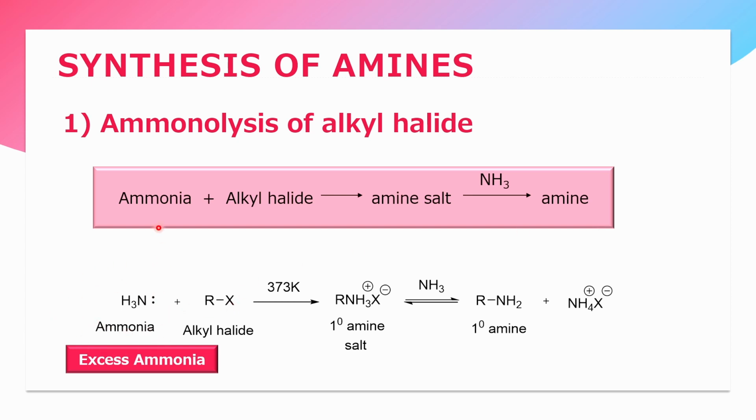Let's see. So we are reacting an ammonia molecule with an alkyl halide molecule. Since the halide is electronegative, it would take the electrons of the bond to itself, leaving the alkyl group positive. Now, seeing this positive alkyl group, the lone pair of ammonia would get attached to it, making a 1 degree amine salt. Now, as this case suggests that we have excess ammonia with us, we'll add a molecule of ammonia again, and we will get a 1 degree amine with some quaternary ammonium salt. So this is case 1.